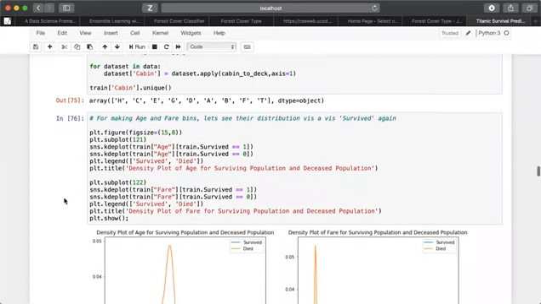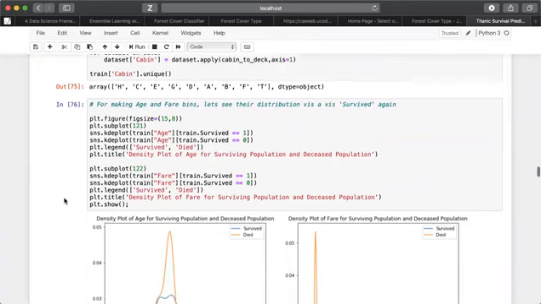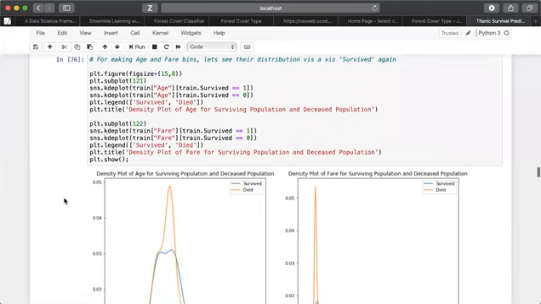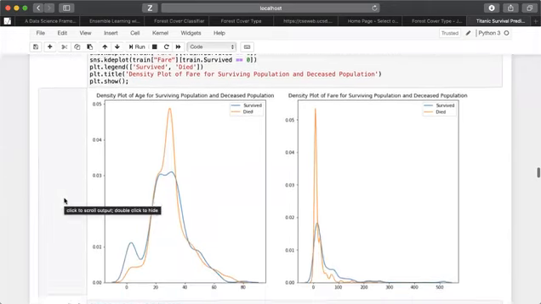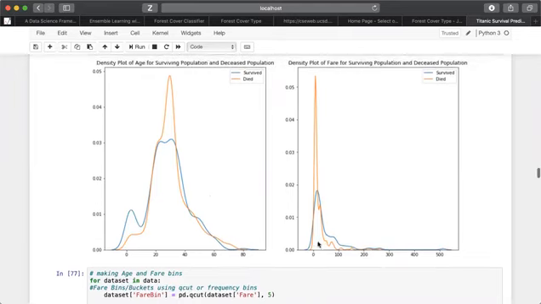Now for making age and fare bins, like I covered earlier, age had a distinct pattern, and similarly the fare bins also. So again, I have gone to the same plot, and we have found that for the age, the survival was different for the different age groups. But if we see, it is similar to our Gaussian normal distribution. Whereas in fare, we see there is a lot of difference between the people who were traveling at the lower fare and the higher fare.